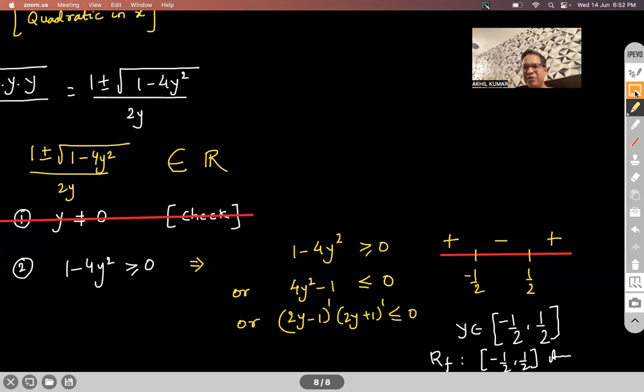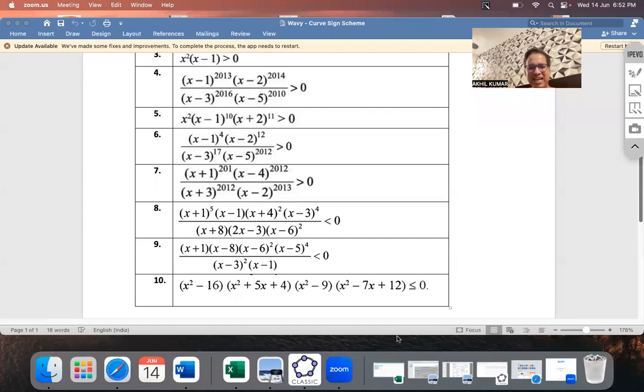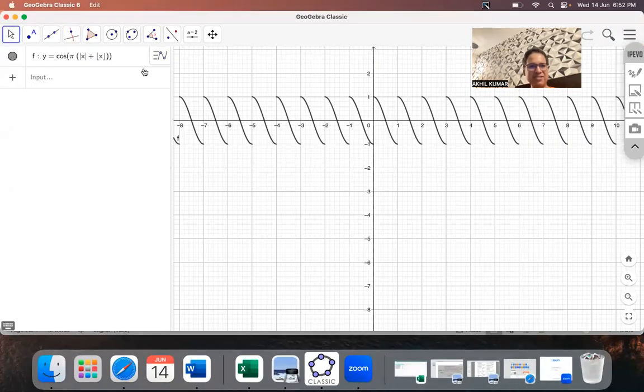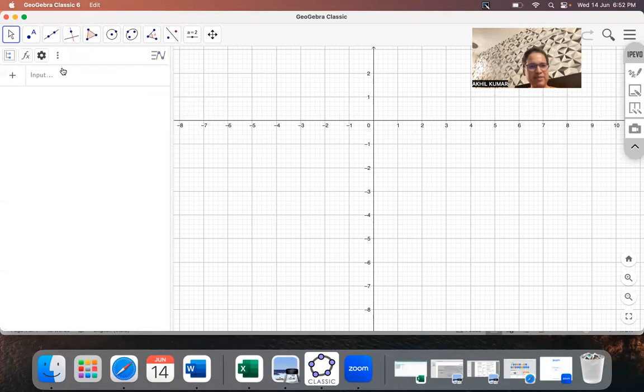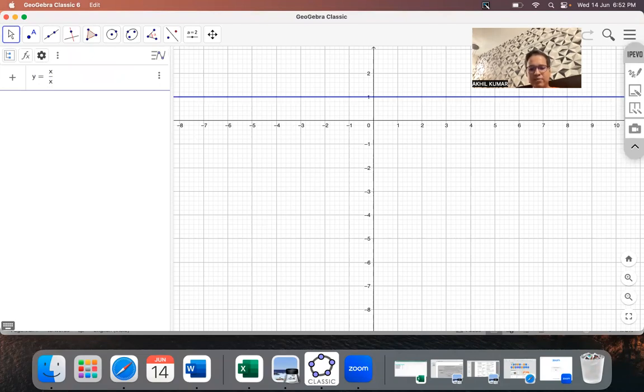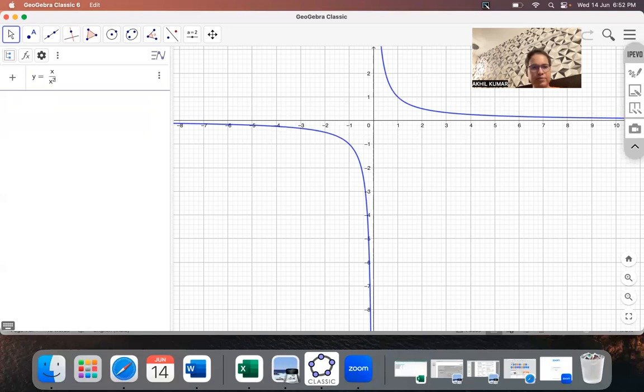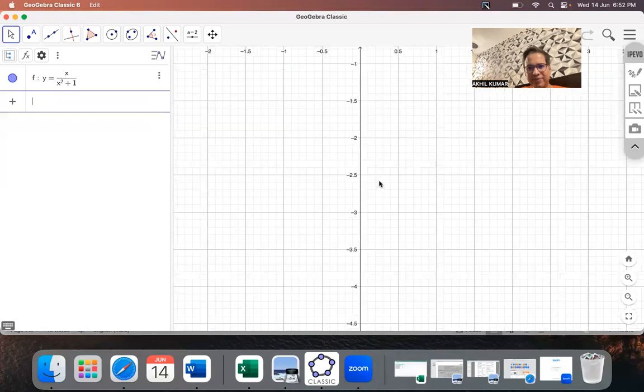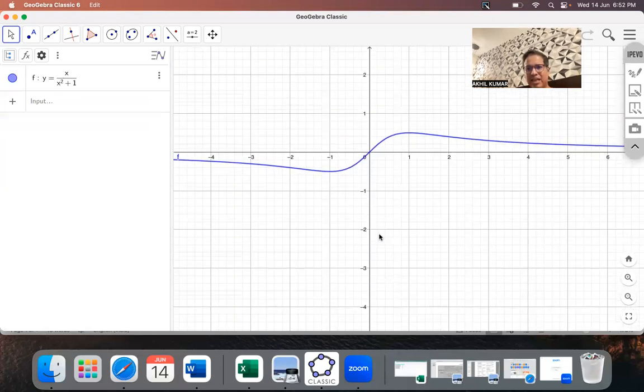Okay, chalo. I would always believe in seeing a graph, by the way, this is one of your seniors' question. So y equal to x divided by 1 plus x square, or x square plus 1. Okay, so look at this function. Yeah, this is the graph of the function.